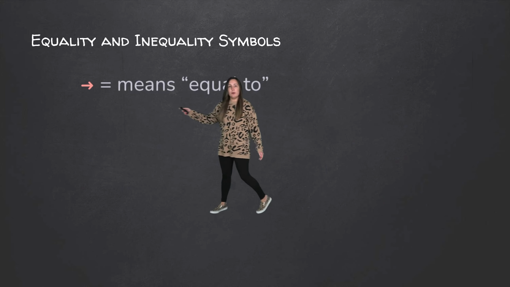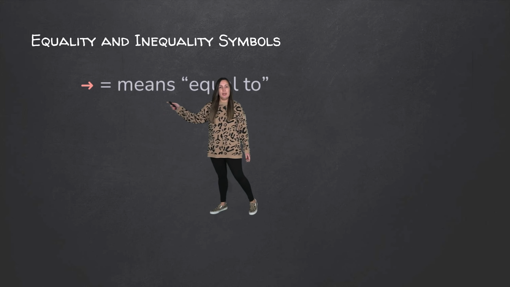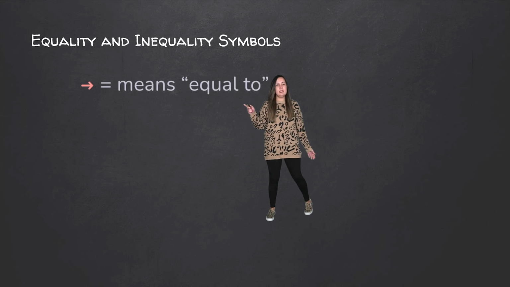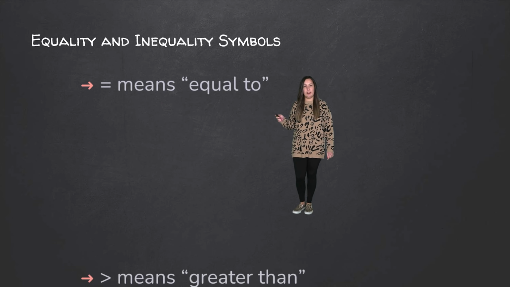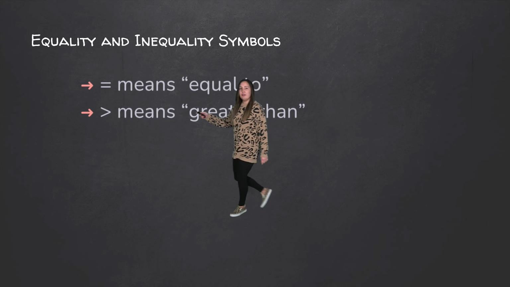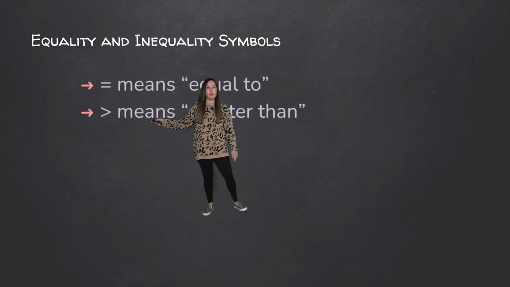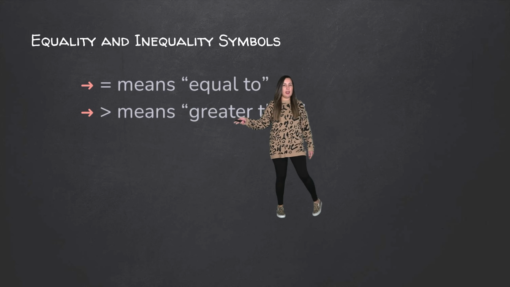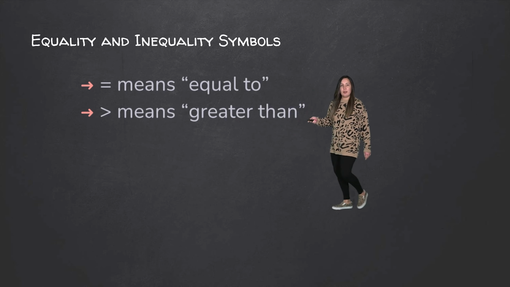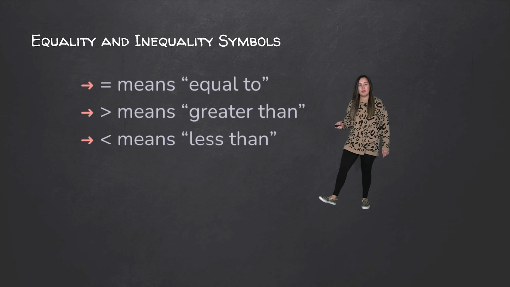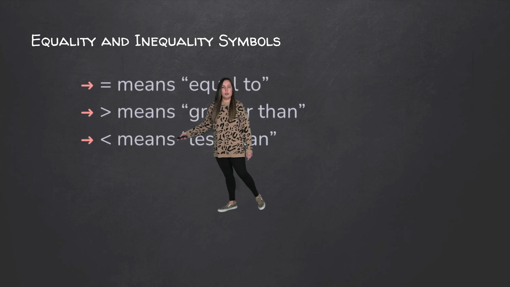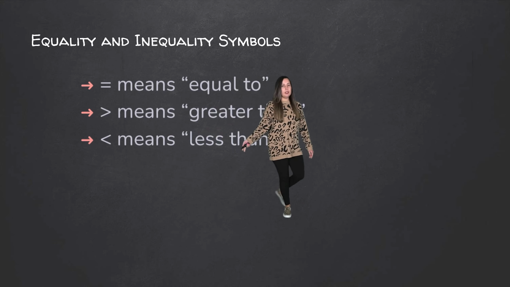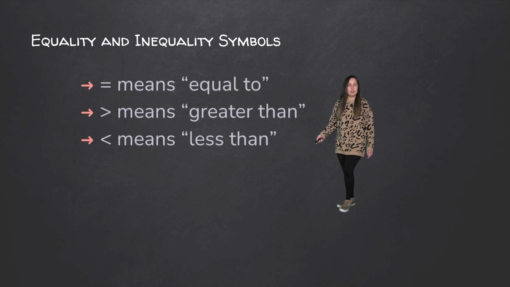So here we have an equal to symbol, meaning equal to. That means that both numbers at both ends are equivalent to each other. Then we have our greater than symbol, which means that the first value we're given is greater than the second value. And then we have our less than symbol, which means that the first value we're given is less than our second value.